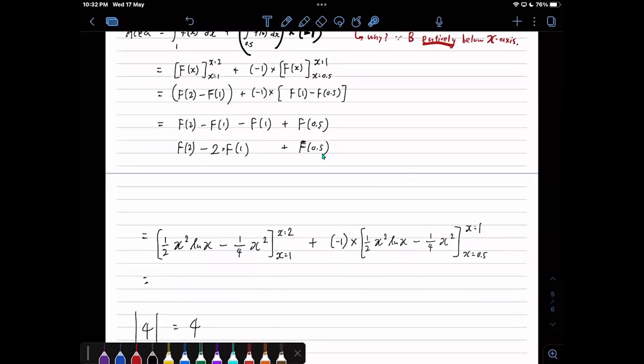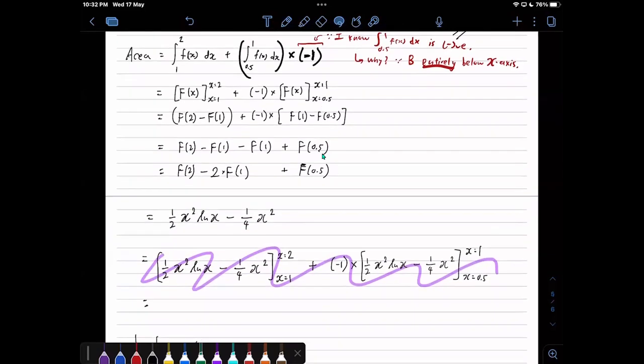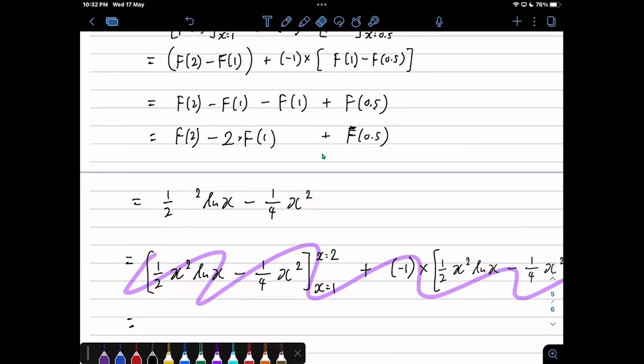Anyways, now you just have to substitute the values of 2, the 1, and the 0.5. You can just ignore this. All you need is the original expression without the C. Then you substitute in this case, x equals to 2.